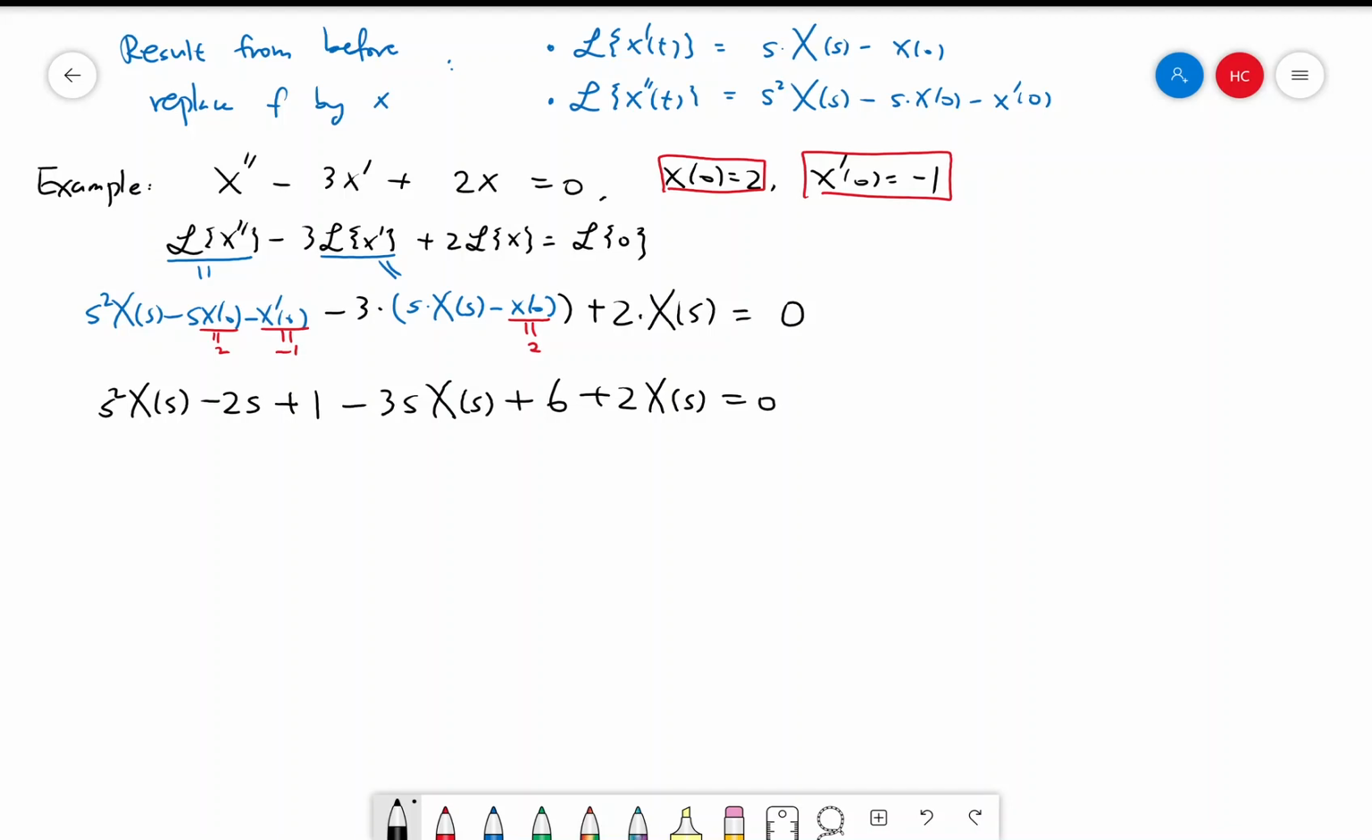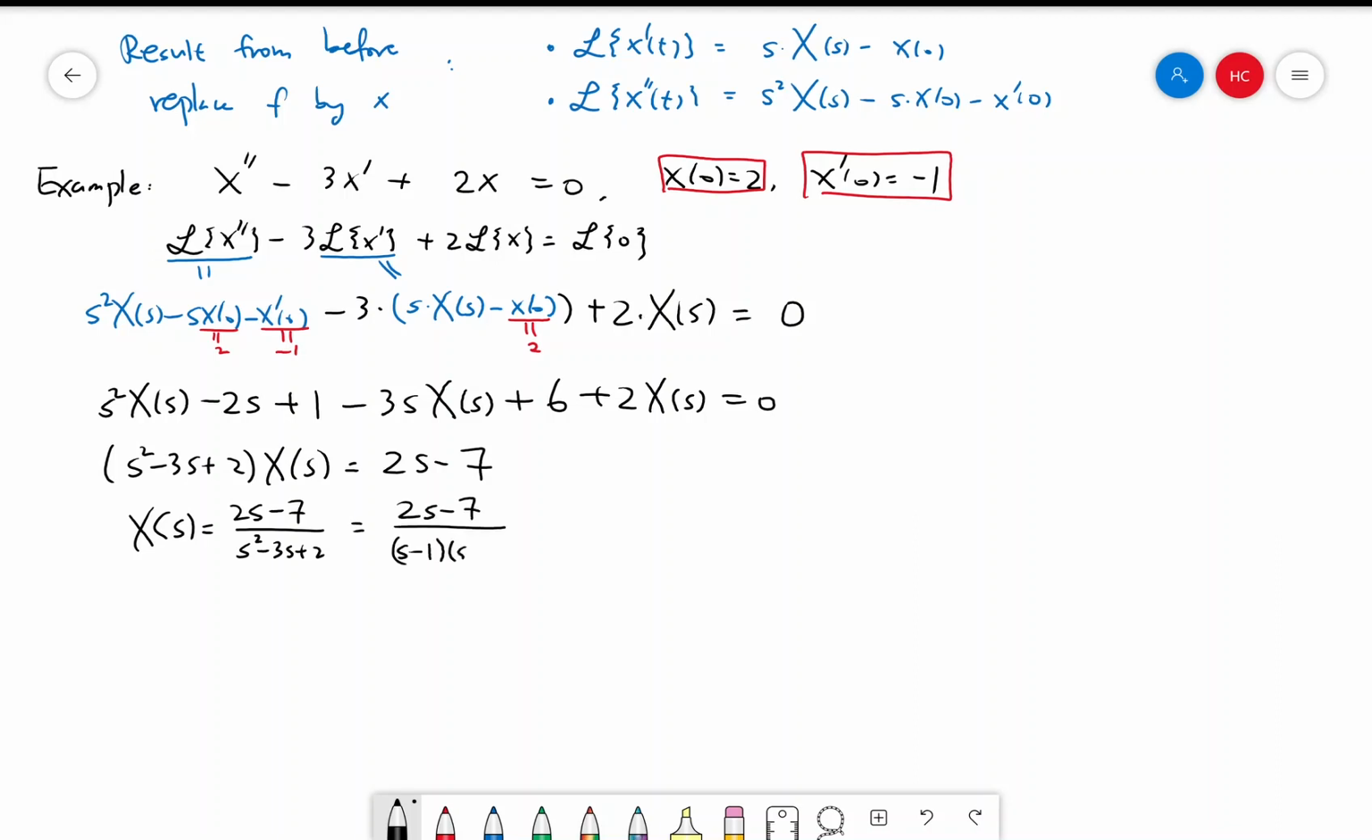And let's move terms around. So we get s squared minus 3s plus 2 times X of s is equal to 2s minus 7. Okay, so X of s is equal to 2s minus 7 over s squared minus 3s plus 2. And the denominator factors into s minus 1 times s minus 2.